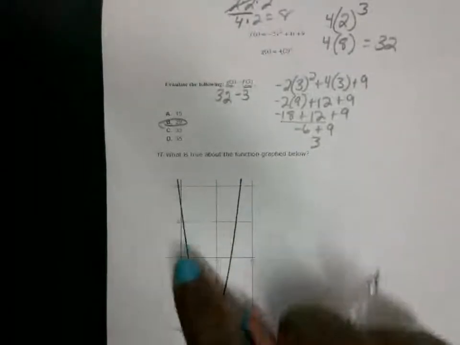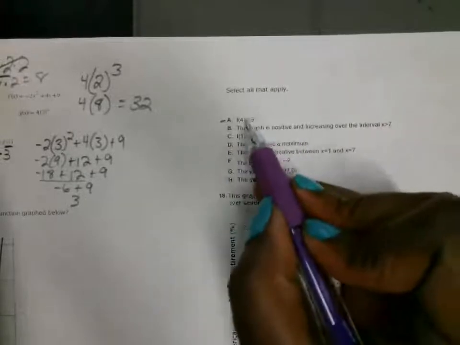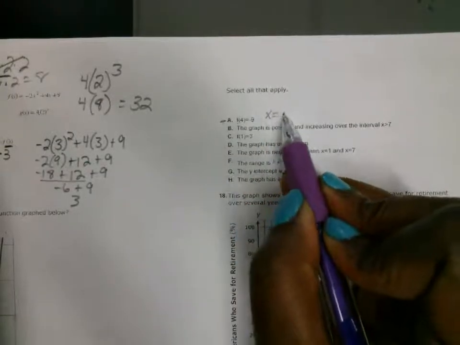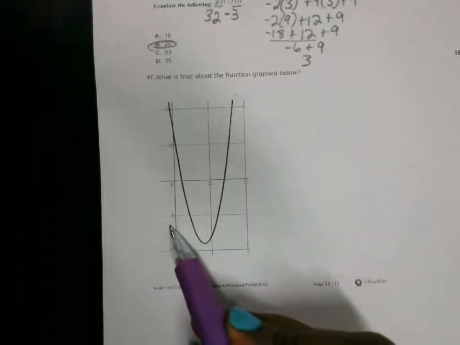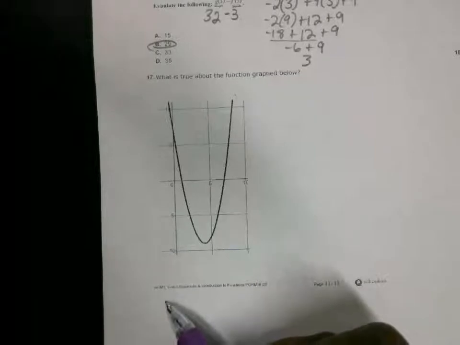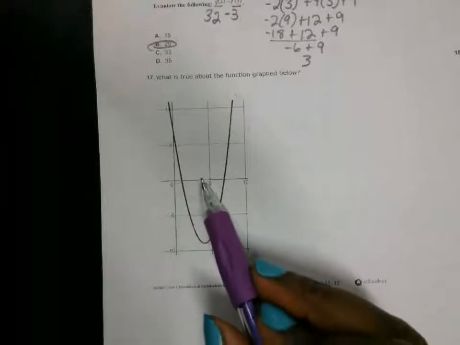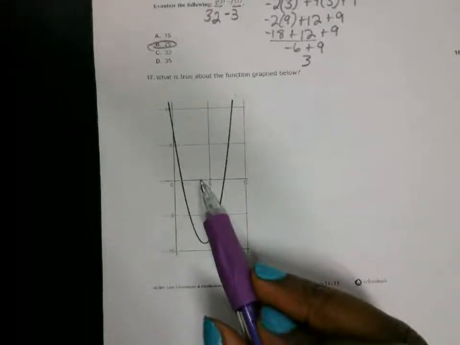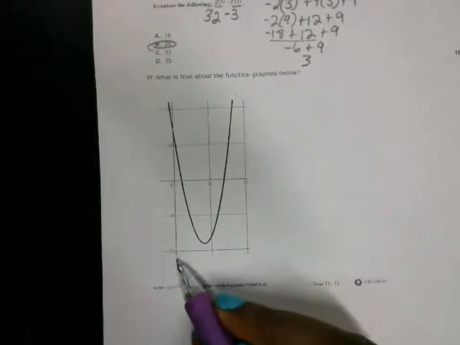All right, so what's true about this function here? Okay, so we're looking at this function and we're going to check everything that's true over here. A is saying that when x is equal to 4, y is negative 9. So let's look for x is equal to 4. This is 5 here, so it's going up by 5, so 4 is somewhere in here. Negative 9, that's not true. Okay, no, that's not true.